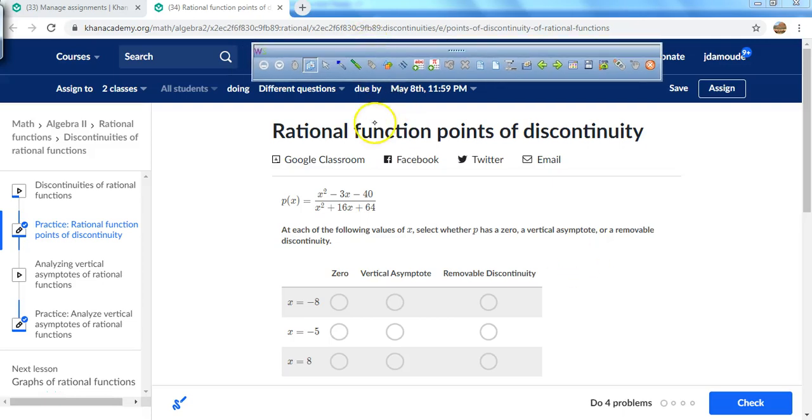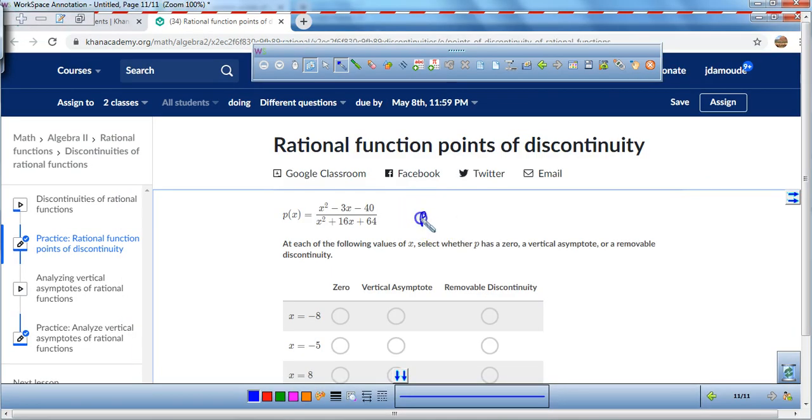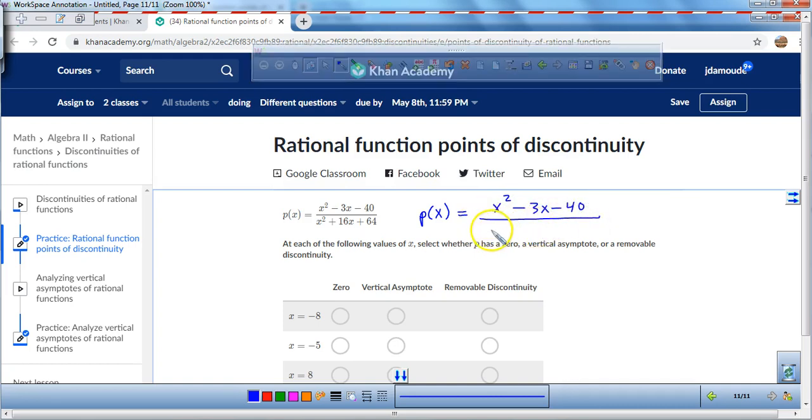In this video we're going to be talking about rational functions and points of discontinuity, basically how to find them, whether they're a zero, a vertical asymptote, or a removable discontinuity, also known as a point discontinuity. So write this equation down: p of x equals x squared minus 3x minus 40 all over x squared plus 16x plus 64.